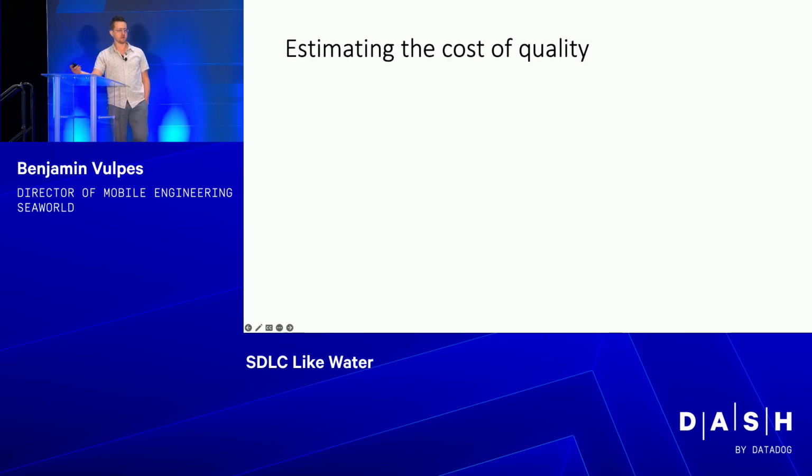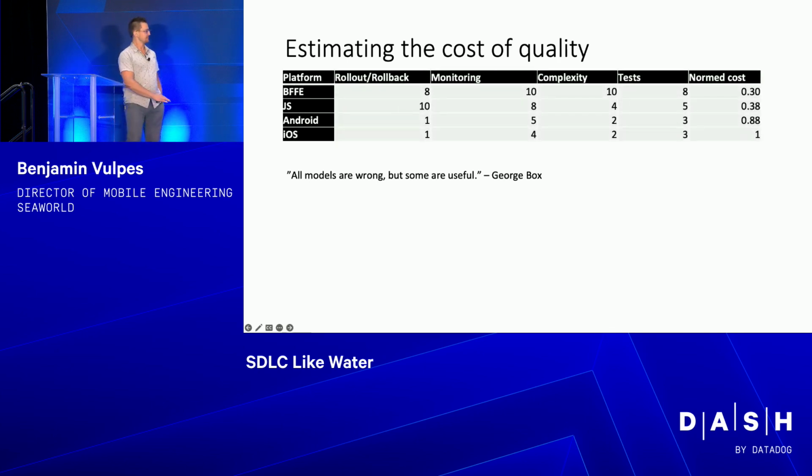Why do we care? Let's talk about estimating the cost of quality. Granted, all models are wrong, but some are useful. Let's walk through this really quickly. For our BFFE, rollouts and rollbacks are pretty fast. They're not as fast as our JS app because we roll in batches, and sometimes in the middle of the day, we have a lot of servers running. So it's not the fastest thing that we do. Our monitoring on it is great.